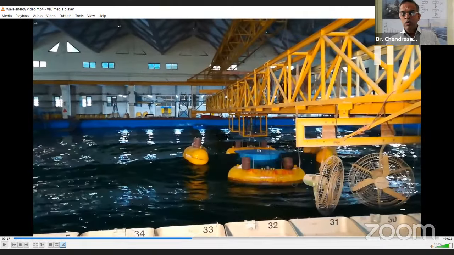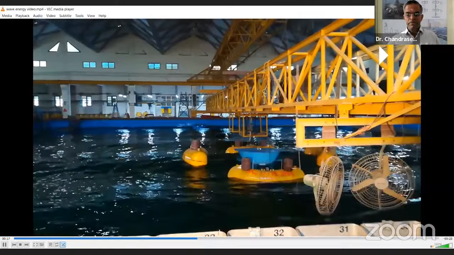You can see that when the yellow floats oscillate, the blue float also heaves in the vertical direction. And that heave motion is converted through a piston arrangement, which I'll show you in the next video, to convert this linear motion to oscillatory and translatory motion to develop power in a generator.